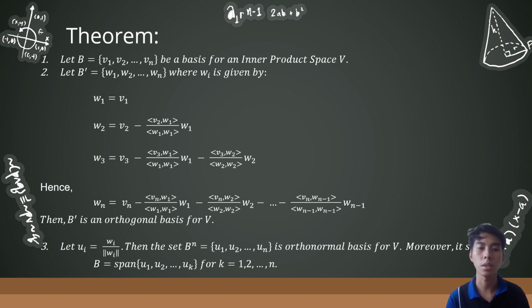So that is the usage of theorem number 3: to find if the newly accumulated vectors are an orthonormal basis for V, or if the question is asking that we need to find the orthonormal basis for V using the Gram-Schmidt orthonormalization process, then we just simply use this theorem.